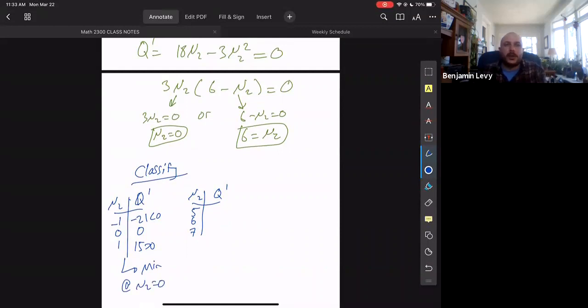And that makes sense. If you want the product to be as small as possible, make one of them 0, because then the product will be 0. But if you want it to be as big as possible, maybe 6 is the answer. And so let's look at that test. When we plug a 5 in, we get a positive number. When we plug a 7 in, we get a negative number. And so this is, right, increasing, flat, decreasing. This is telling us we have a max.